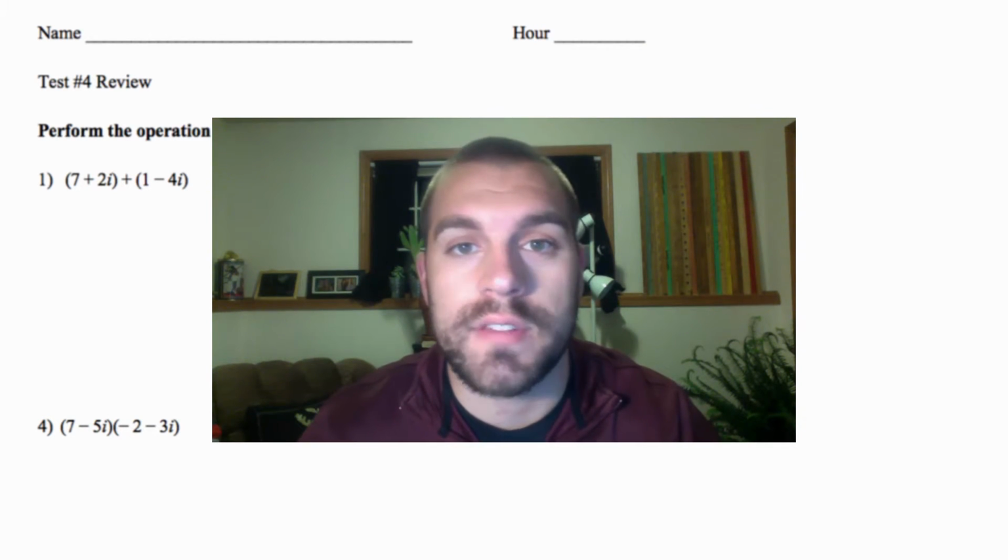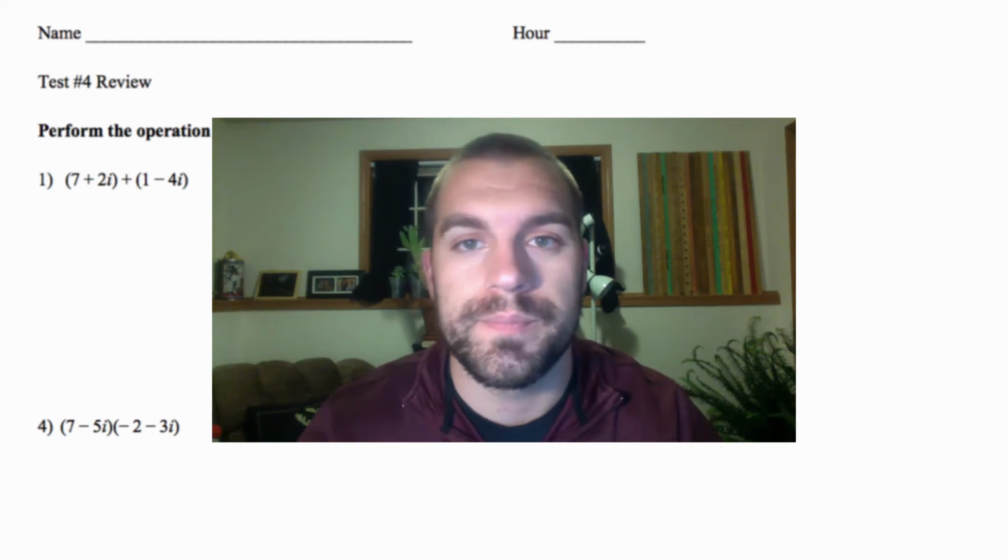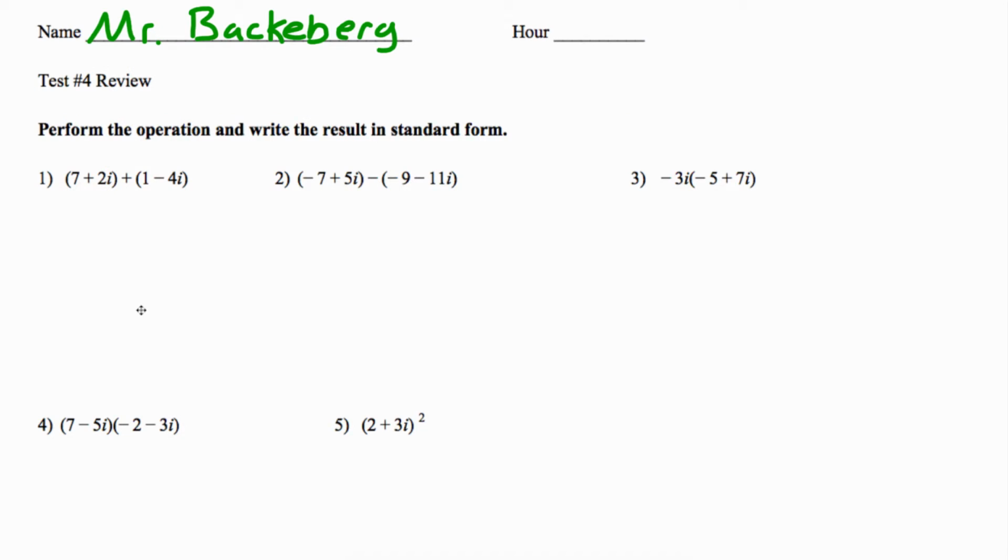This is our test number 4 review video. Taking a look at the first section, we are asked to perform the operation and then write the result in standard form. Example number 1 says we're going to take 7 plus 2i plus 1 minus 4i. Since we're adding these complex numbers together, we're going to add up the real numbers first. So 7 plus 1 is 8, and then we're going to add up the imaginary numbers. 2i plus negative 4i is negative 2i, and that's going to be the answer for this one.